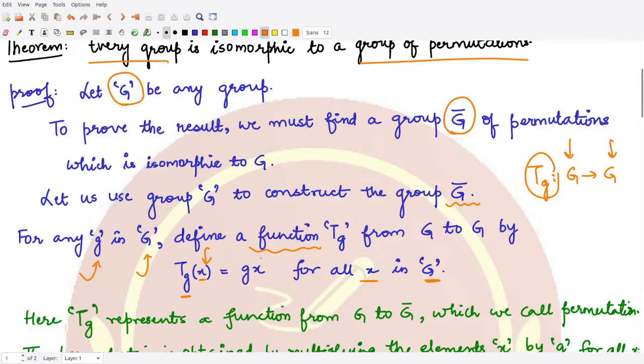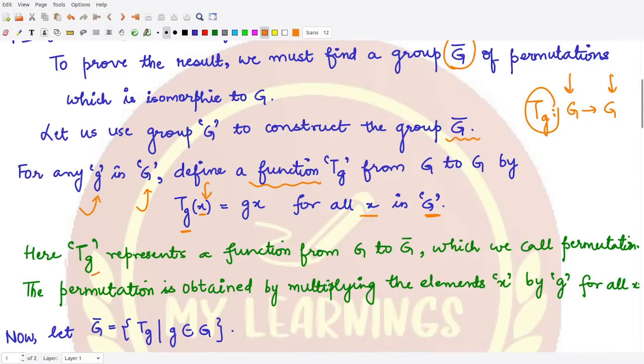So basically you can see that this T subscript small g represents a function from G to G, which we call a permutation. This permutation is obtained by multiplying all the elements x of the group G by this element small g. So this G bar is a group of such permutations, where small g is some member of the group capital G.